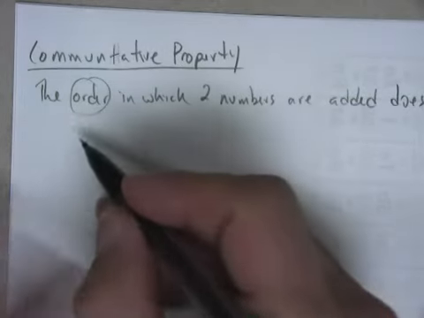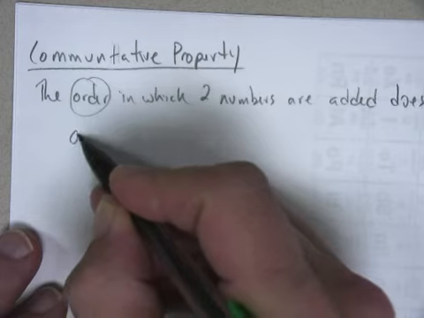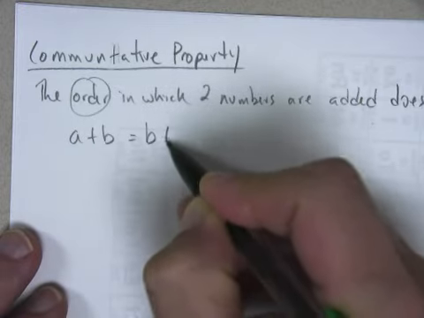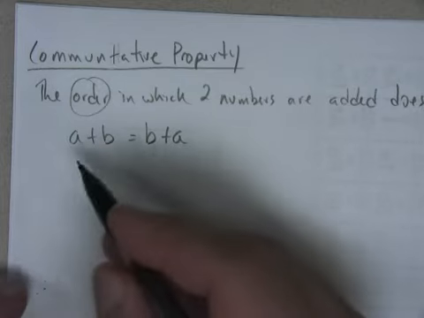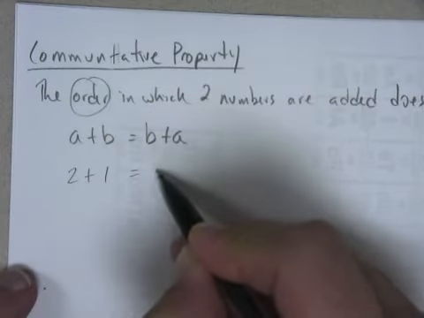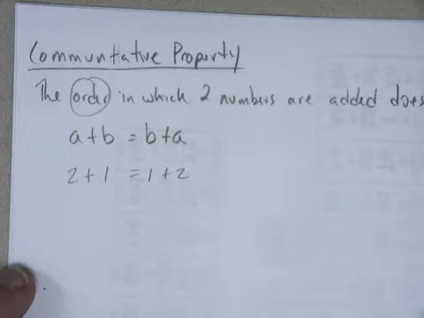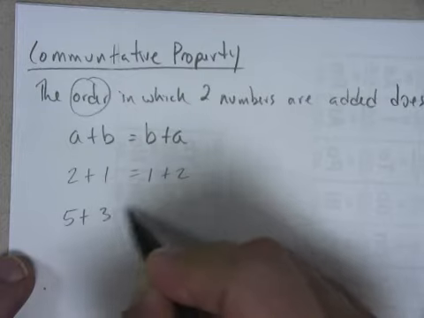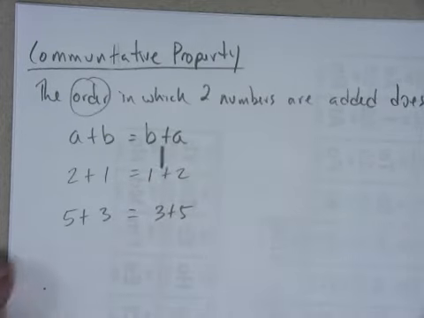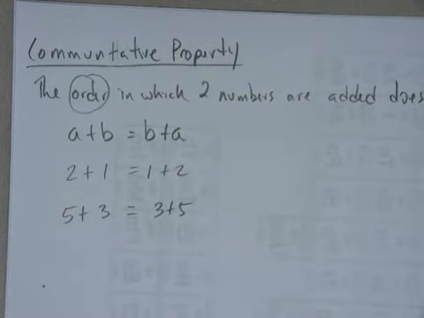This is the way most people show the commutative property. They say that A plus B is the same thing as B plus A. The order in which they're added doesn't matter. And this one you already know. We're just giving something you already know a name. So, for example, 2 plus 1, you know, is the same thing as 1 plus 2. That's all it means. 5 plus 3 is the same thing as 3 plus 5. They both mean the same thing. That's the commutative property.